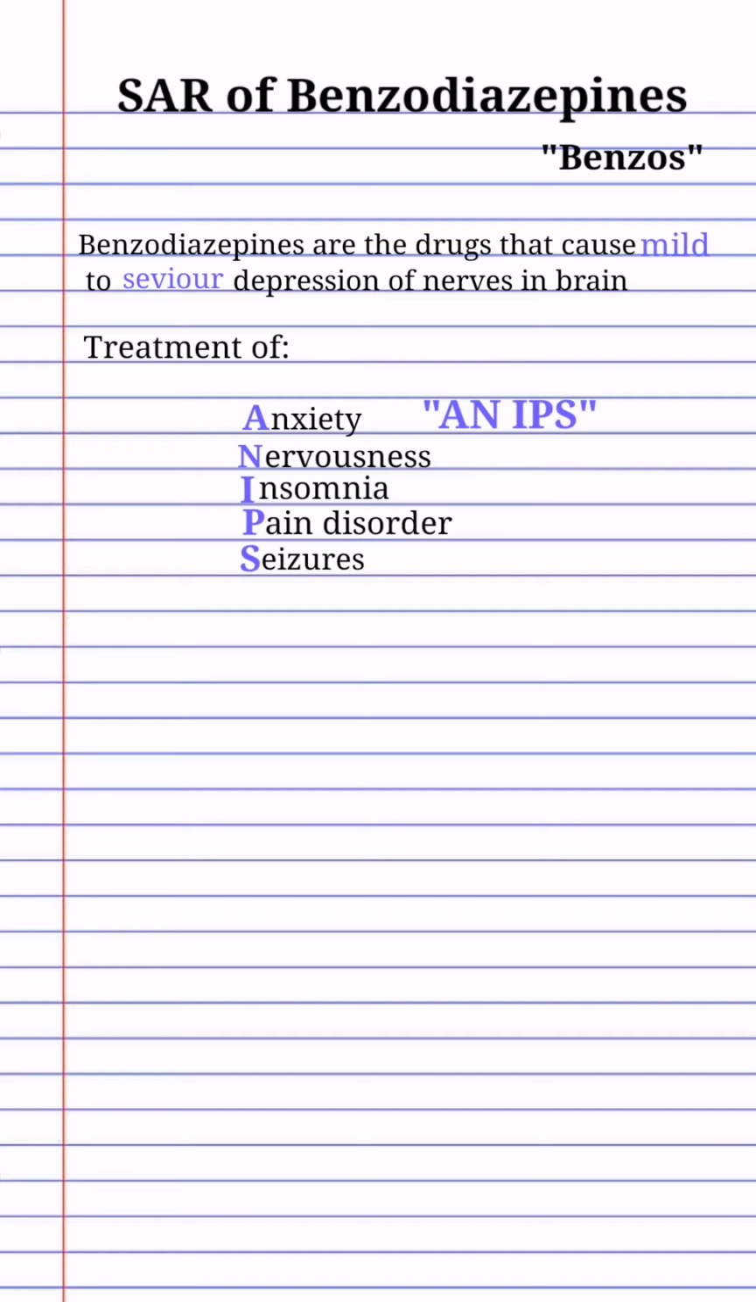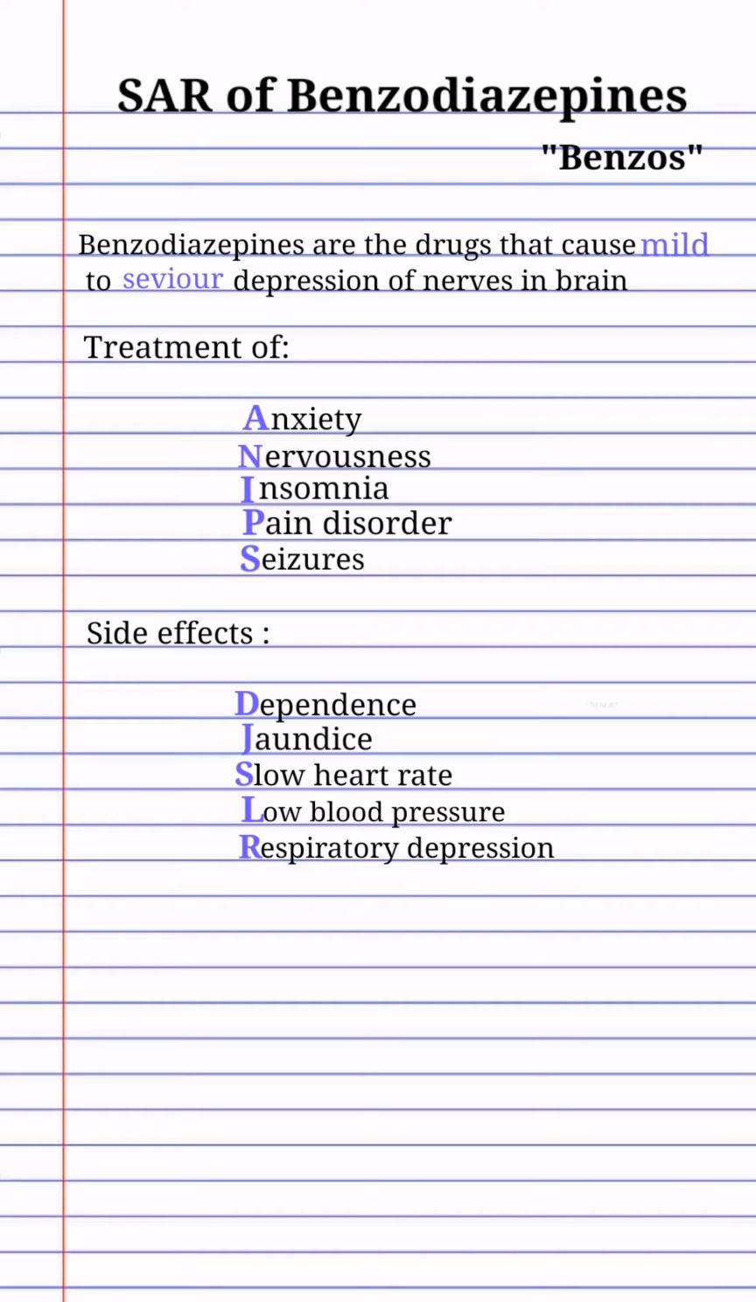Overdosing or long-time use of benzodiazepines may cause the following side effects like depression, jaundice, low heart rate, low blood pressure, respiratory depression. A few examples are alprazolam, clonazepam, and clorazepam. Now let's start with the structure activity relationship of benzodiazepines.